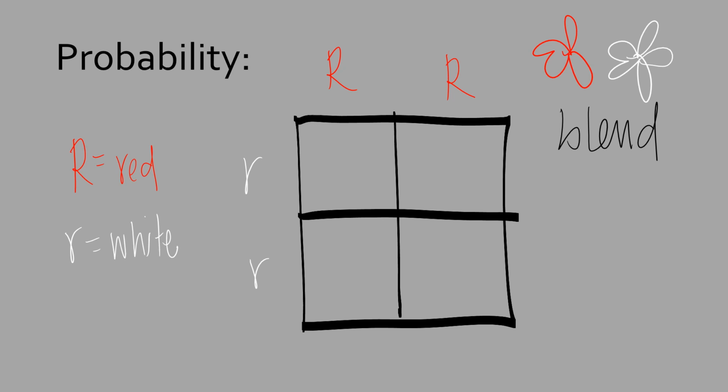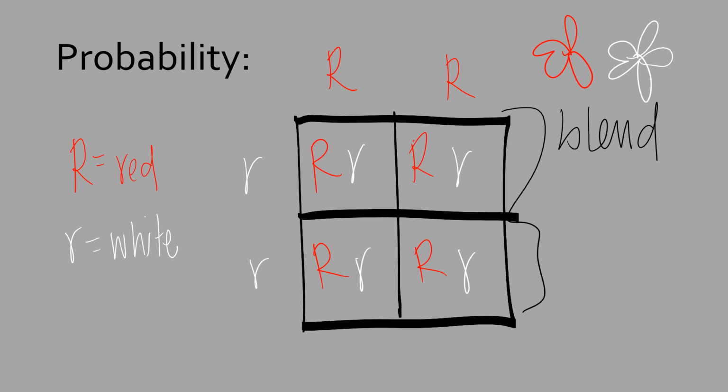So let me briefly do my Punnett square here. I drop down all of my alleles from the top. I move all of my alleles to the side, and I can see, based on my Punnett square, that I have a 100% chance of having pink flowers as my phenotype.